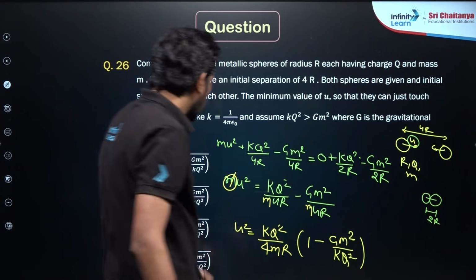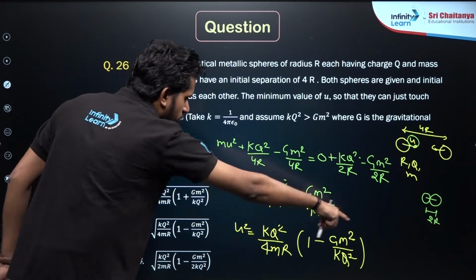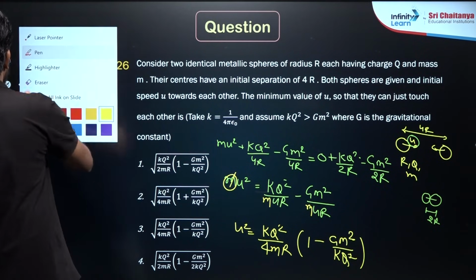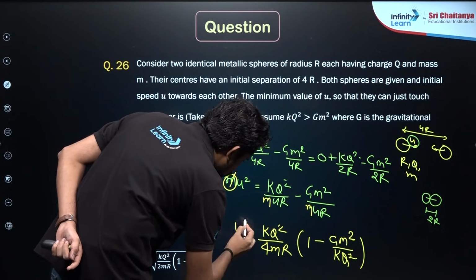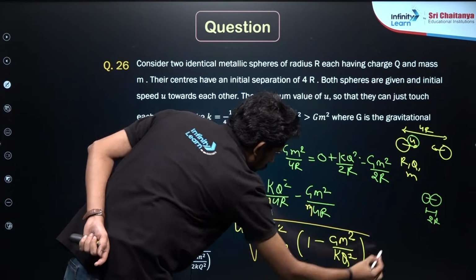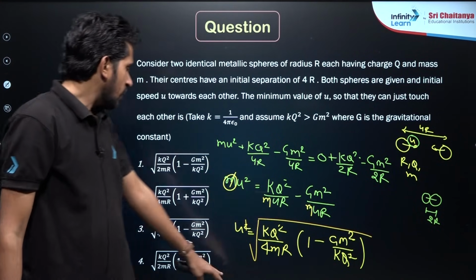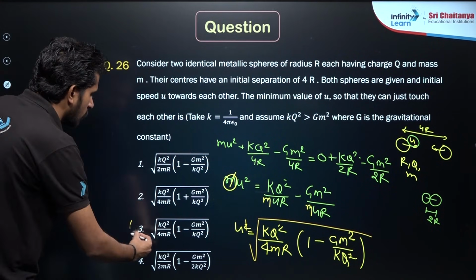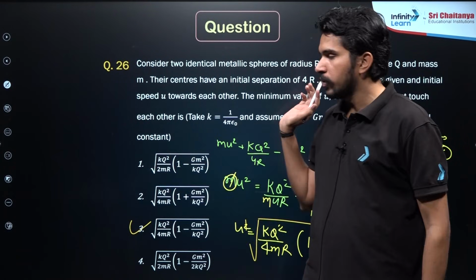If you want the value of u, then that would be the root of this value. If I am asked, sir, what would be the value of u? Take the square root of this value, and that will be the answer. So the answer is option number C. I hope you guys understood this problem.